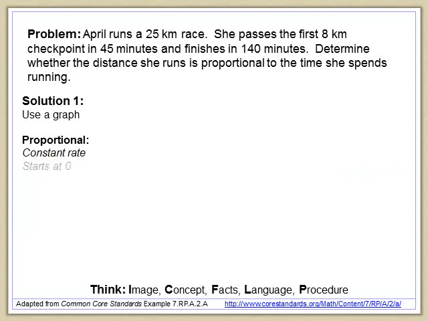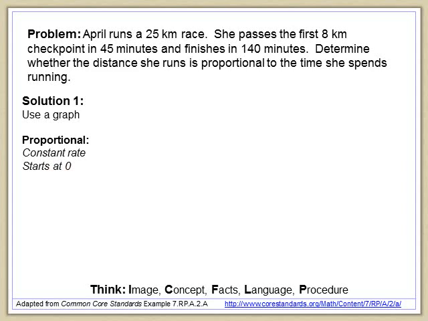The other part of it is that the phenomenon starts at zero, which basically in this case means if April runs for no time, she'll run no distance. There's no kind of initial distance that she starts with. Zero time means zero distance run. So those are the two qualities about proportionality, and there's a lot more to that as students get into this, but we'll leave it at that for now.